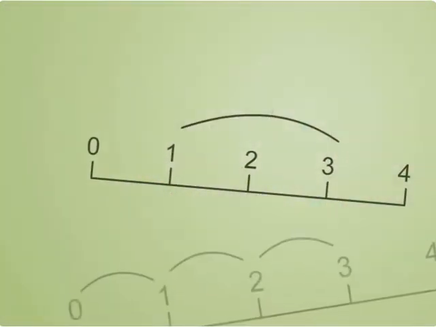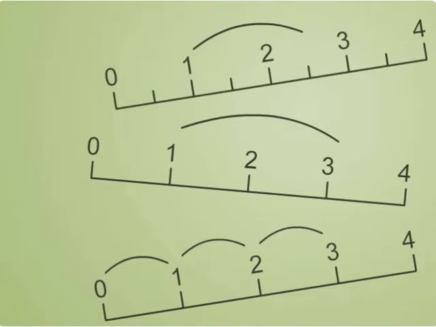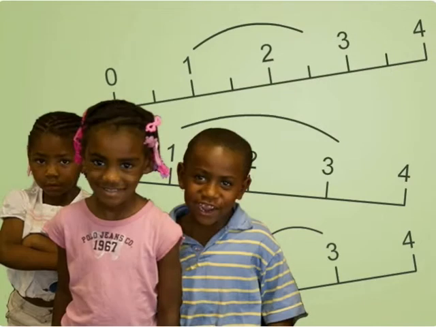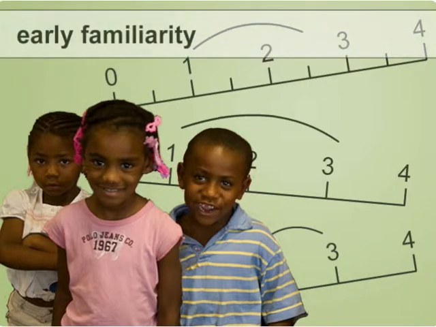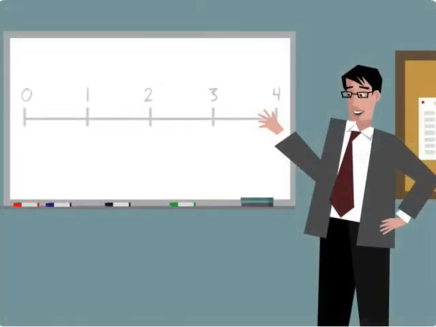Number lines are a key tool in helping children learn that fractions are numbers. Researchers have demonstrated that as early as preschool, children build number sense when they use number lines. Students' early familiarity with the number line makes it a useful tool for introducing fundamental concepts about rational numbers, such as magnitude and equivalence. Here, a second-grade teacher is using number lines to help students make the transition from working with whole numbers to working with fractions.